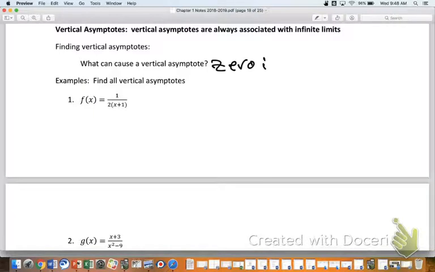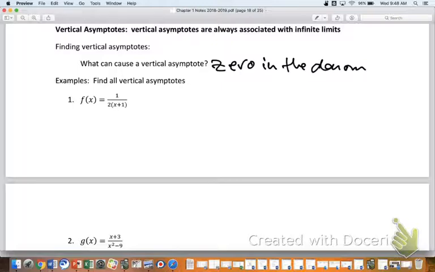There are definitely exceptions to this. So we want to be really careful about saying, hey, anytime there's a zero in the denominator, there's a vertical asymptote, because that's not always true. But this would be kind of our first place to look, first thing to think about.